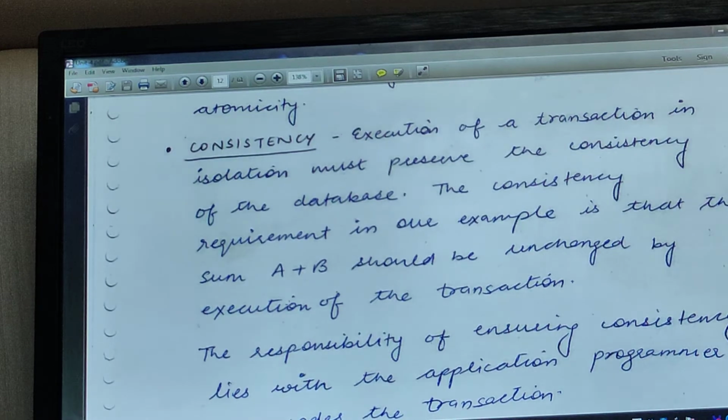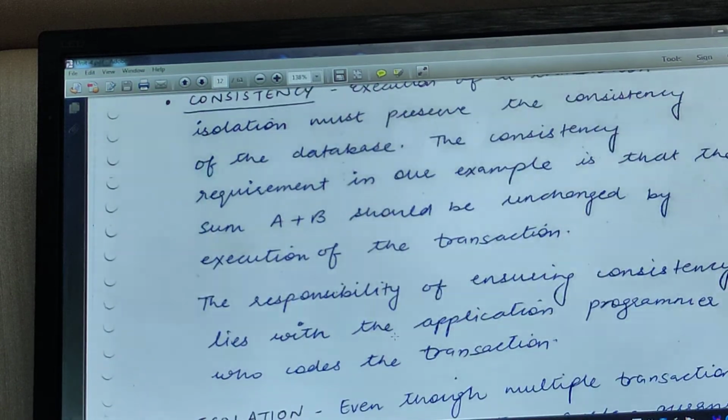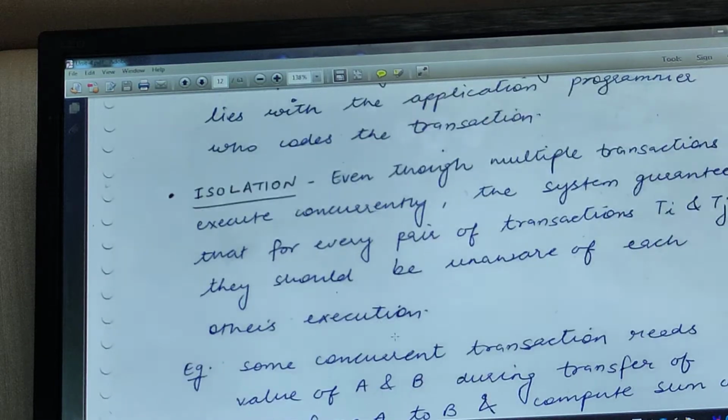Money cannot be lost there. So the values should be in a consistent state. And the application programmer is responsible for ensuring the consistency. Next is isolation.